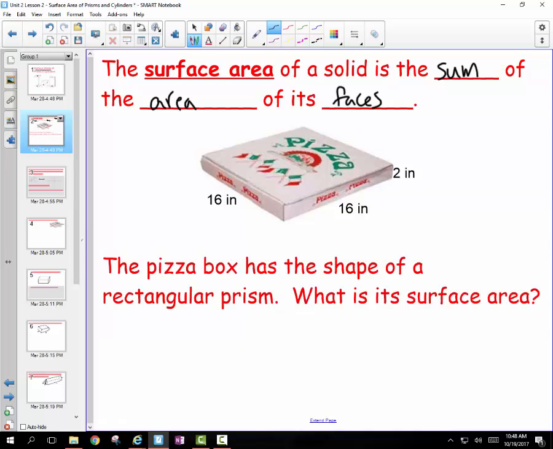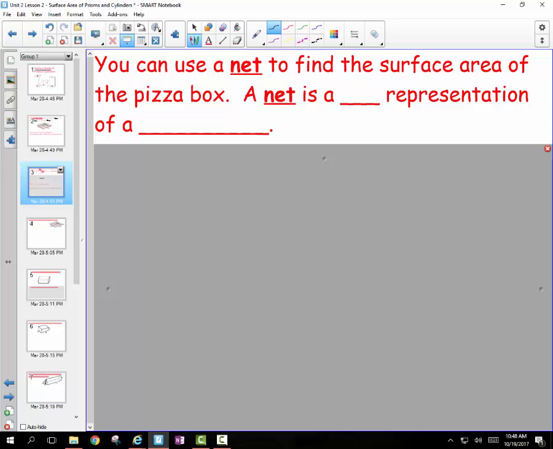So an example that we have for you here is like this pizza box. It says the pizza box has the shape of a rectangular prism. What is its surface area? What is the sum of the area of all its faces? So some things that are going to be important here is that we understand how to build these 3D solids and how many faces they have and how they look and how they relate to each other. And so one thing that really helps us with surface area is something called a net.